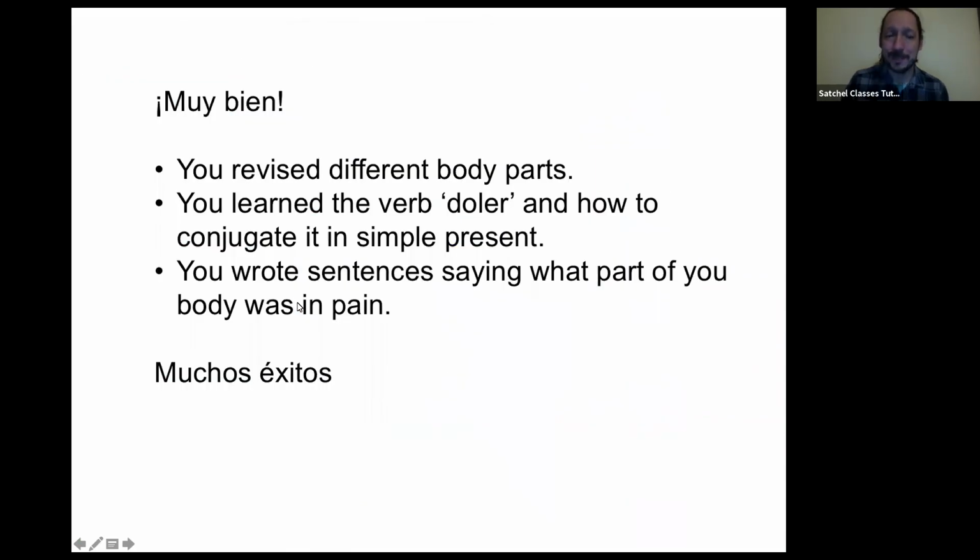Muy bien. So today you revised different body parts, and you learned the verb doler and how to conjugate it in simple present. You also wrote sentences saying what part of your body was in pain. Remember to practice, come back to the lesson, go over it, take notes of it, take pictures with your phone, and of course, go back to school and ask your teacher how you can improve these sentences. Like, say, for instance, my right arm hurts, and how you'd say that in Spanish.